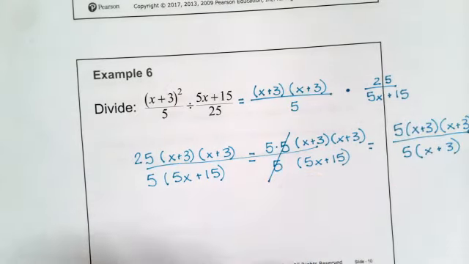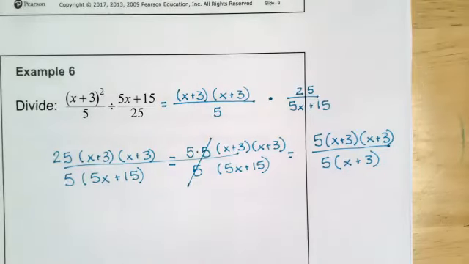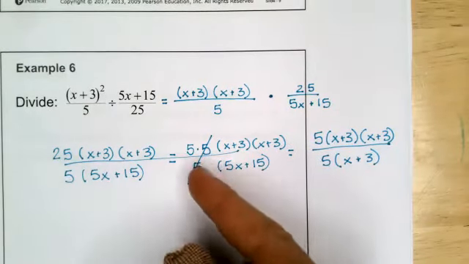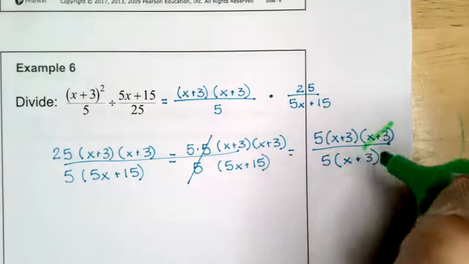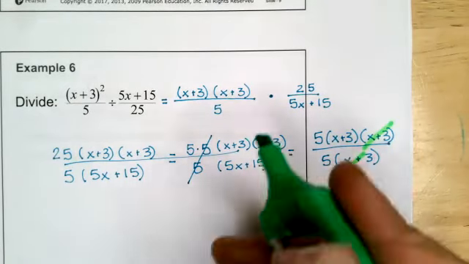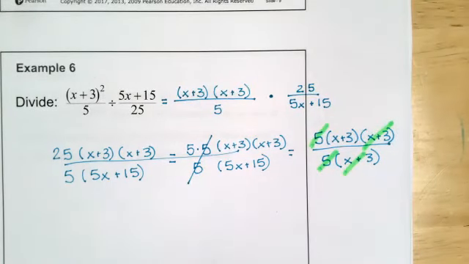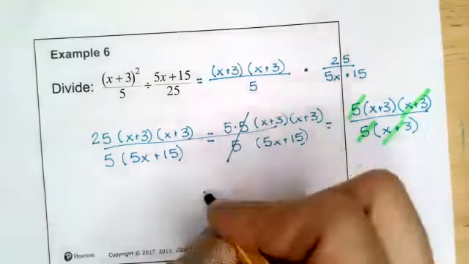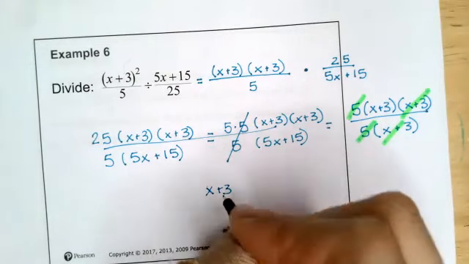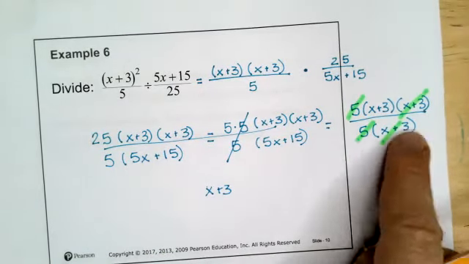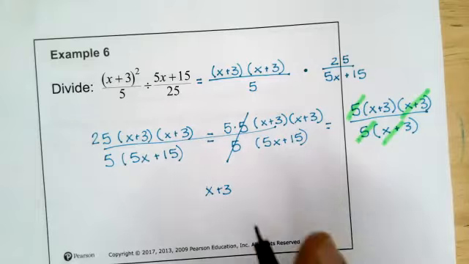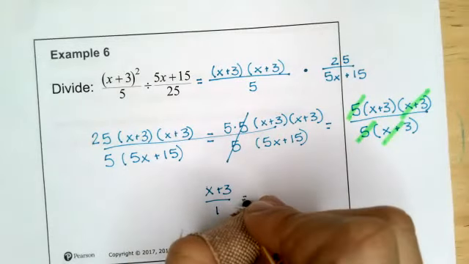The reason I did that is because now, just like the 5 and the 5 canceled, the x plus 3 and the x plus 3 cancel. And in fact, I'm left with another 5 and 5, right? And so what I have is x plus 3 over 1, right? Because there's nothing on the bottom anymore. But anything over 1 is itself.